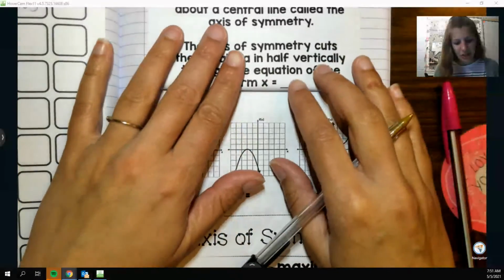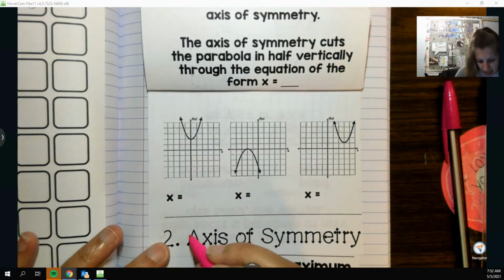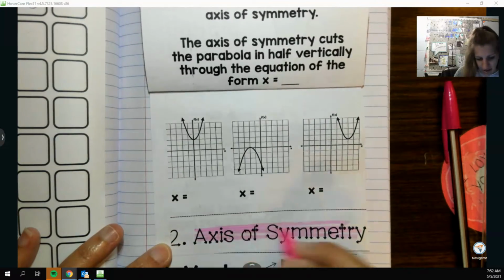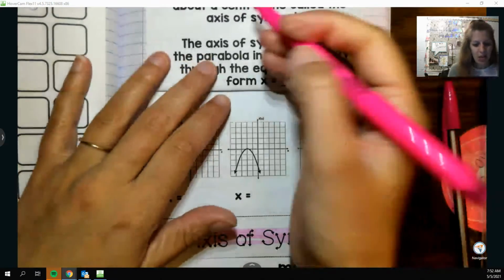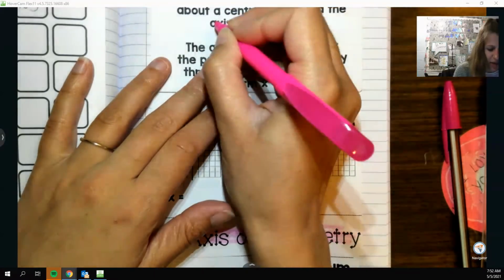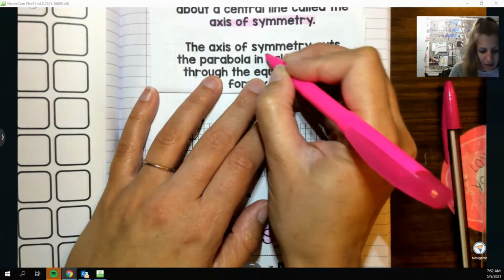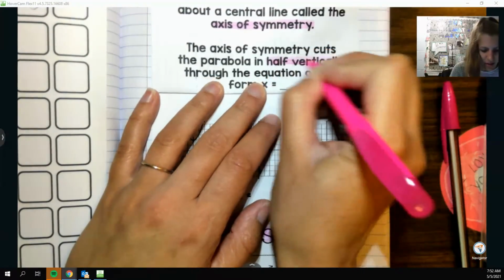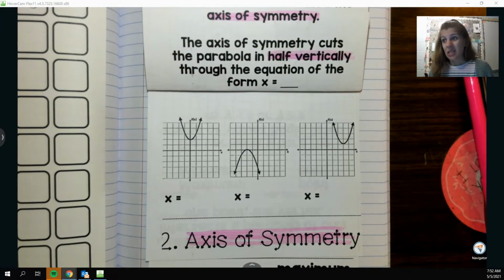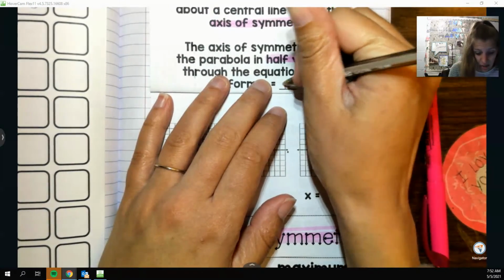Okay, another important feature of a parabola is that axis of symmetry, or a line of symmetry like we were talking about. It's this line that splits my graph equally in half. Okay, so parabolas are symmetric about a central line called an axis of symmetry, or a line of symmetry. The axis of symmetry cuts our parabola in half vertically, so straight up and down, through the equation of the form x equals some number. Just whatever number it's going through.